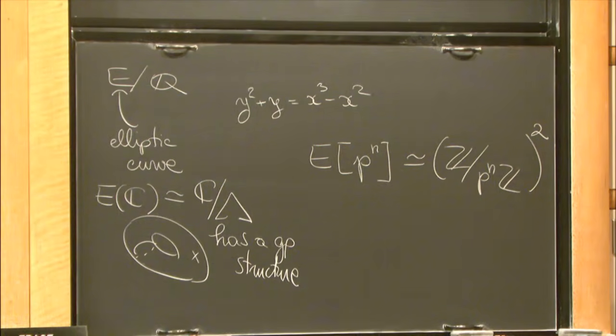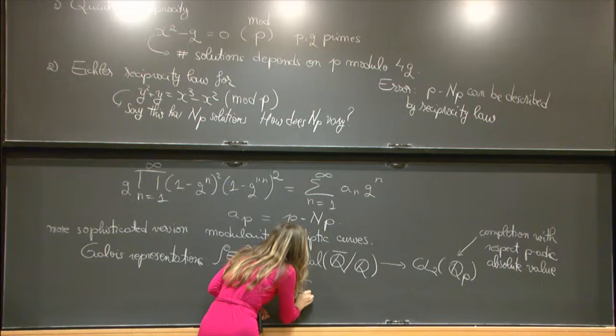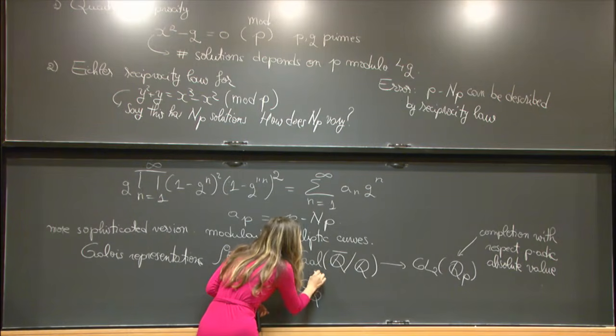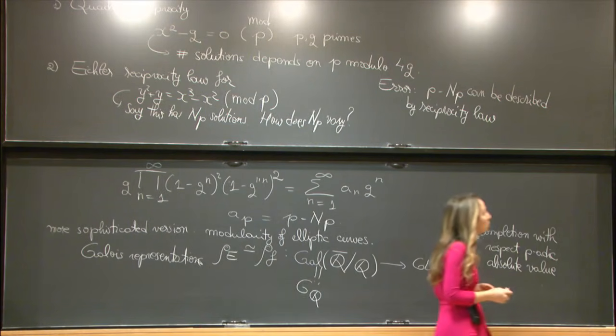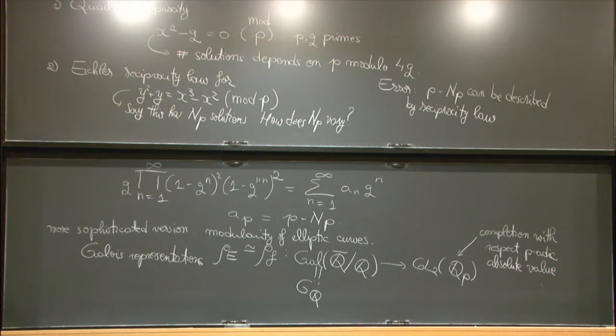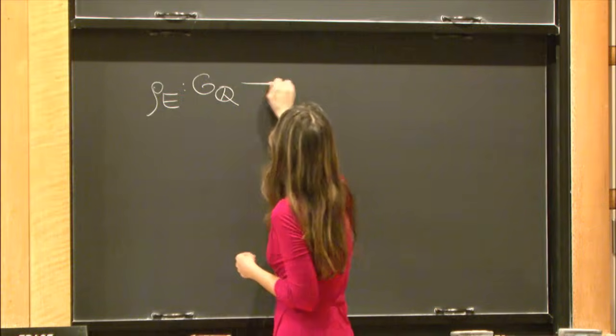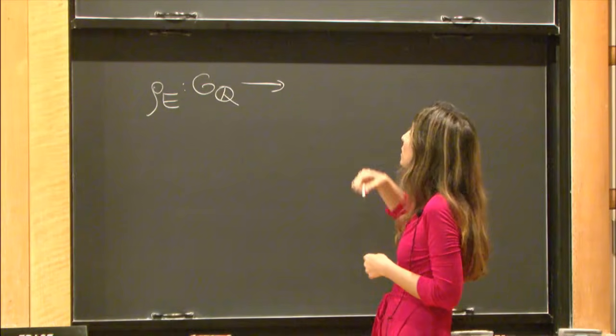They come with an action of this absolute Galois group. I'll call this G_Q, the absolute Galois group of Q. And so this module has this extra structure, this action of the Galois group. And so the Galois representation attached to an elliptic curve, I'll call that rho_E. So this is exactly the Galois action on the p to the n torsion points as n varies.